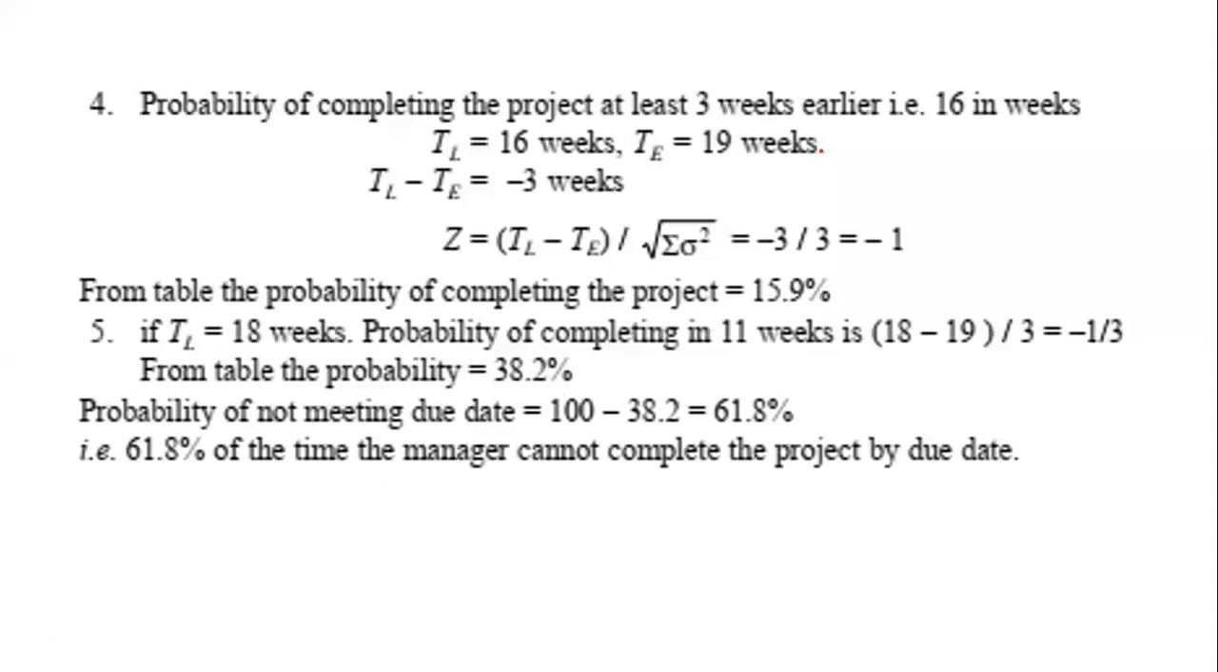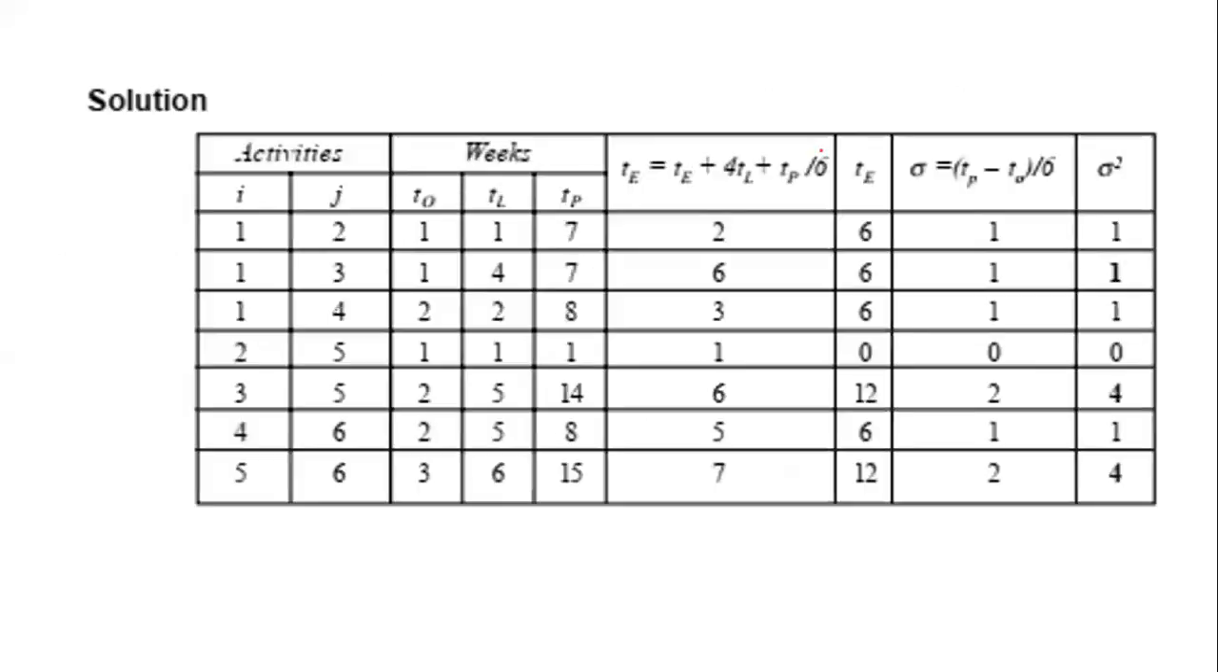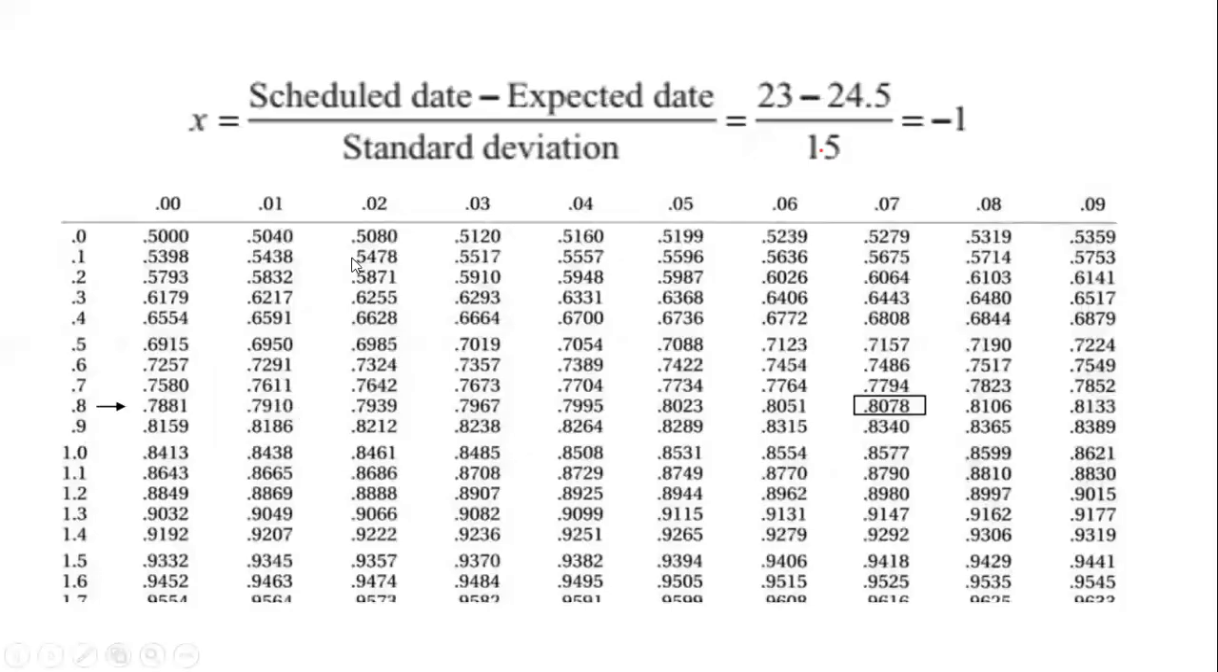Minus 1 by 3, or minus 0.33. Then in our case, in this particular table, 0.3 and again 0.3. So the value will be here. 0.6293 minus 1. So here near about 30.